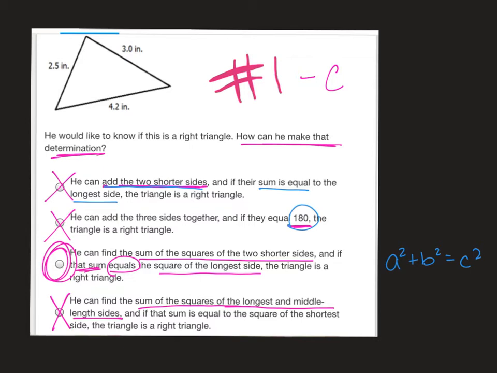All right, the last one honestly doesn't even make any sense. It just says the sum of the squares of the longest and middle length sides, and if the sum is equal to the square of the shortest side. So that's definitely not your answer. C is your answer on this one.